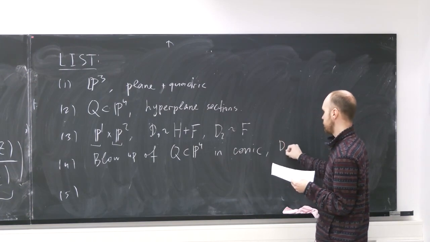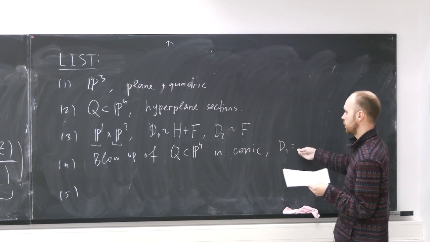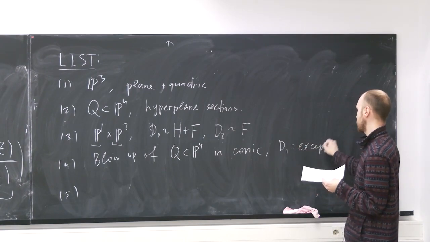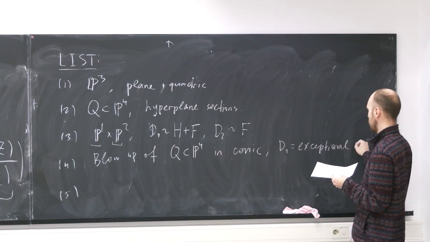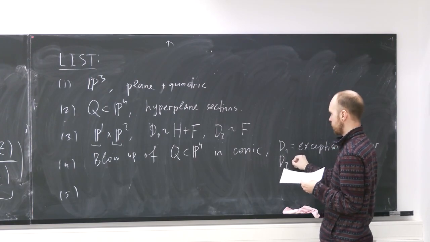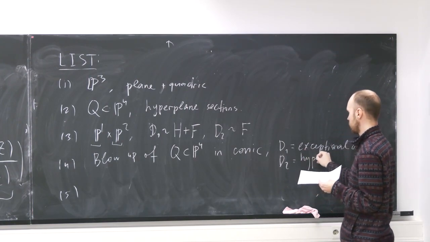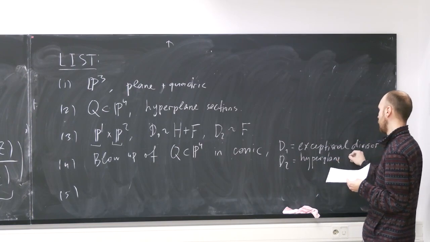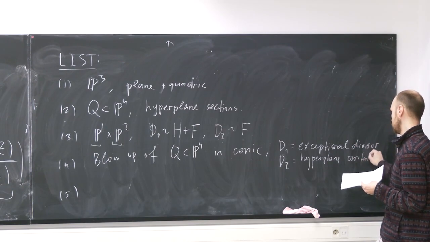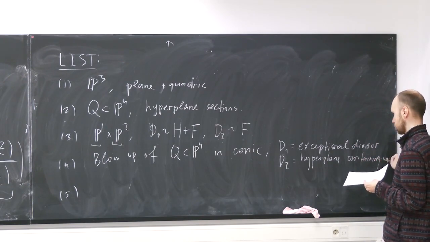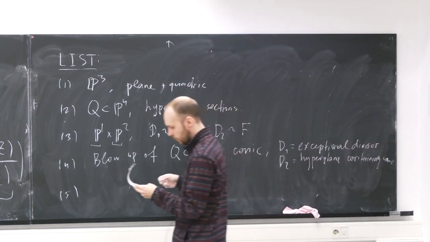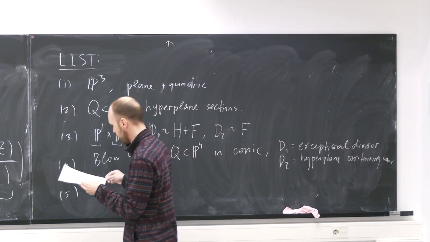The first component is the exceptional divisor of this blow up. And the second component is a strict preimage of a hyperplane that contains a conic. It's a section, yes.